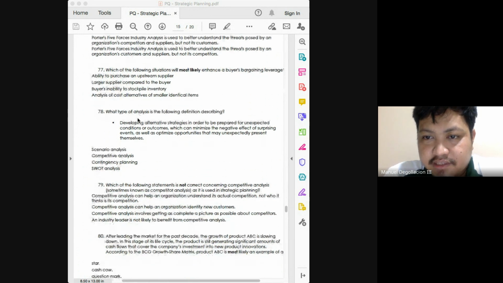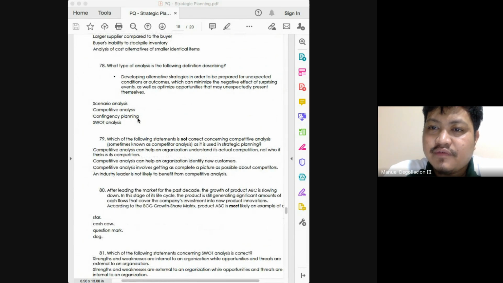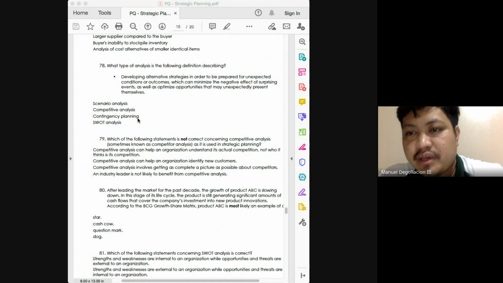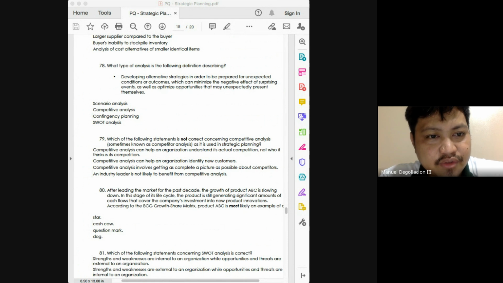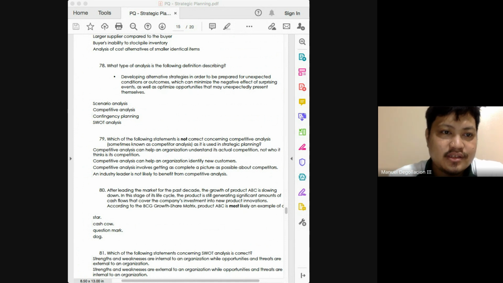Next, what type of analysis is the following definition describing? Developing alternative strategies in order to be prepared for unexpected conditions or outcomes, which can minimize the negative effect of surprising events as well as optimize opportunities that may unexpectedly present themselves. So, this describes your contingency planning. So basically, your contingency planning follows an analysis of different scenarios. So very close to a scenario analysis.